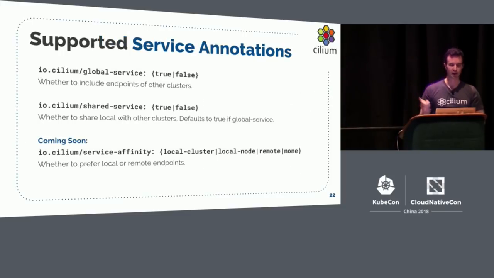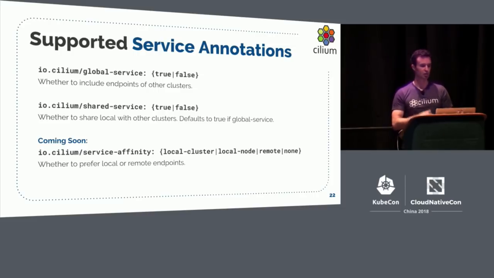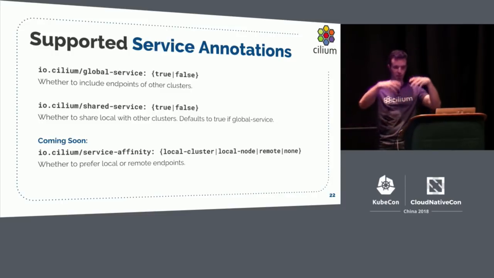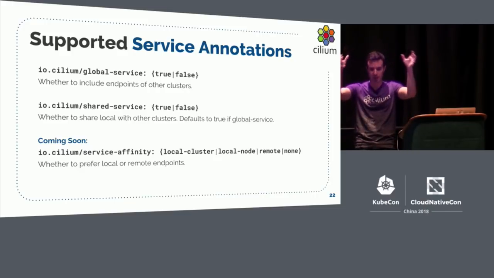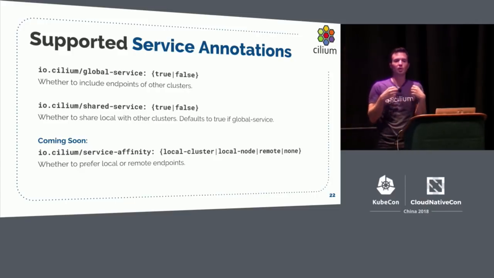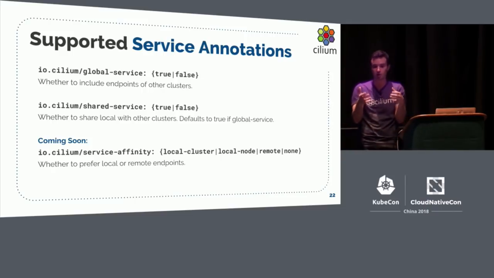So we saw one annotation in the demo, which is global service true or false. We support a couple of additional ones. You can actually define whether a service should expose its endpoints to other clusters. So you can say, I have a service backend, but I don't want to expose my own pods to other clusters. I just want to use endpoints of other clusters.